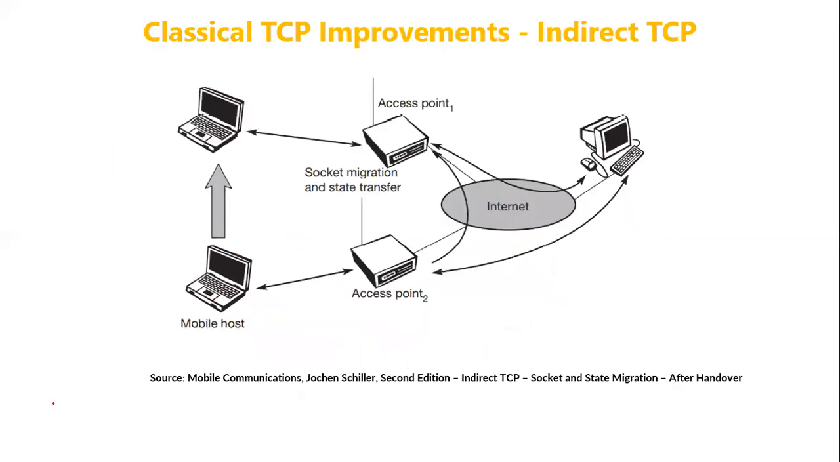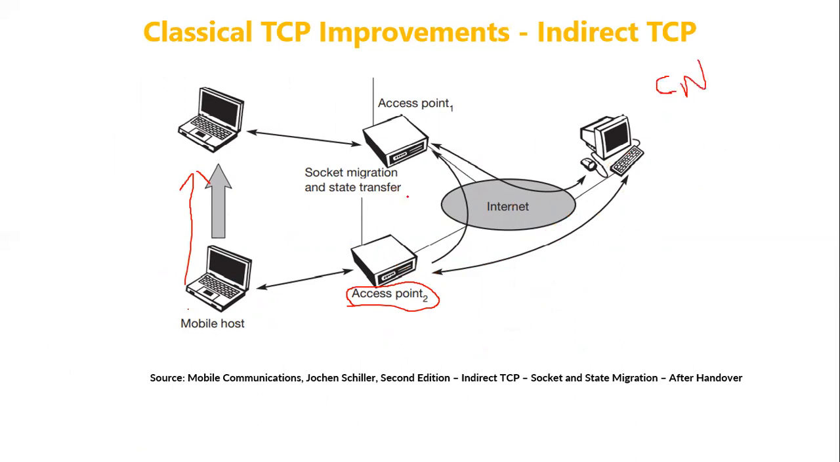Now consider this case. Assume that the mobile host is moving from one access point to another access point. Let us say that initially the mobile host is connected with access point 2. Now it is moving from this access point to some other access point, and that is access point 1. Previously the communication was through this, right? So the wired communication is between access point 2 and the CN, and the wireless communication is between access point 2 and the mobile host.